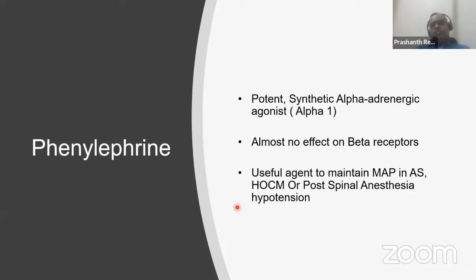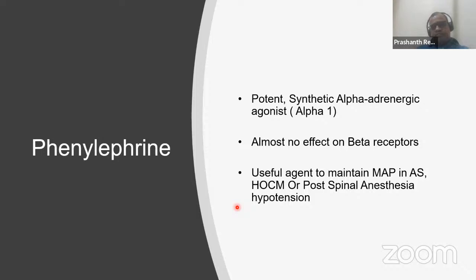Phenylephrine is a potent synthetic alpha adrenergic agent. It has more action on alpha 1 rather than alpha 2, so it is a potent vasoconstrictor. There is almost no effect on beta receptors. It is routinely used in our intraoperative setup to deal with hypotension from anesthetic agents like propofol, or whenever there is post-spinal anesthesia hypotension. All these are managed with small boluses of phenylephrine.